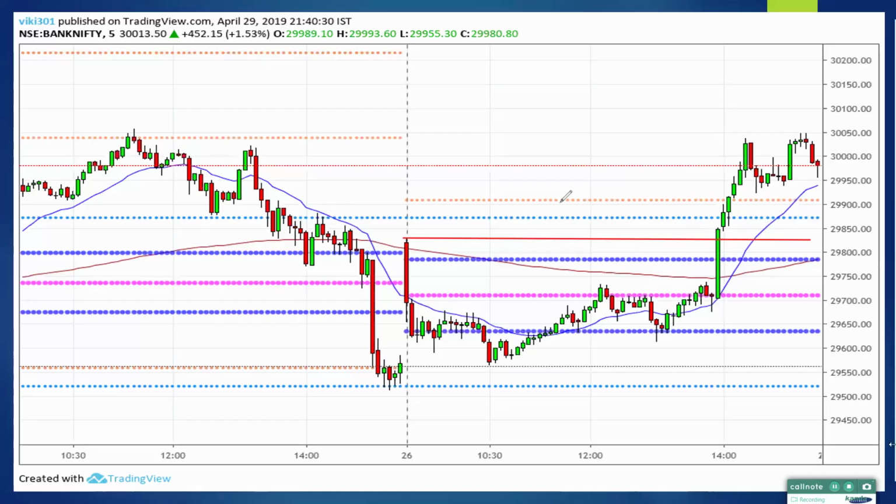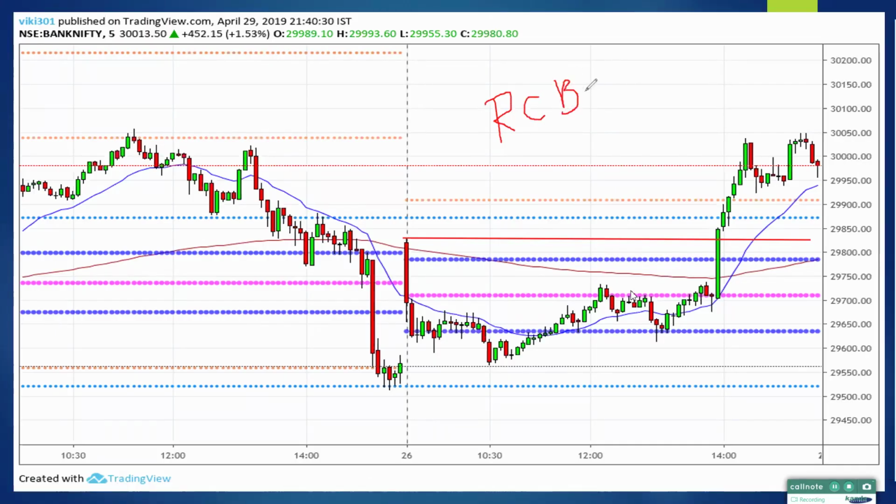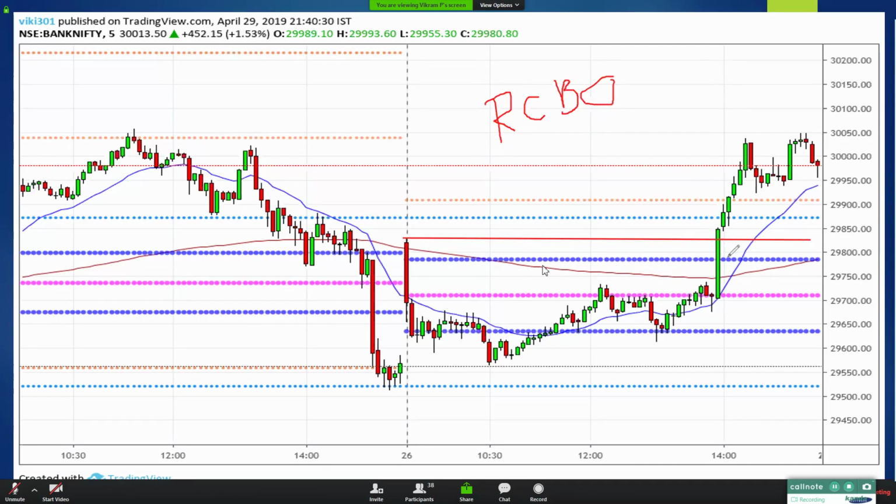Okay, somebody said it is a red candle breakup. It's not a red candle breakup, it's a red candle breakout. So it looks like a CPR breakout also. Both are correct. People who said CPR breakout are also correct, red candle breakout also correct. First candle, big red candle, then no follow up after that.